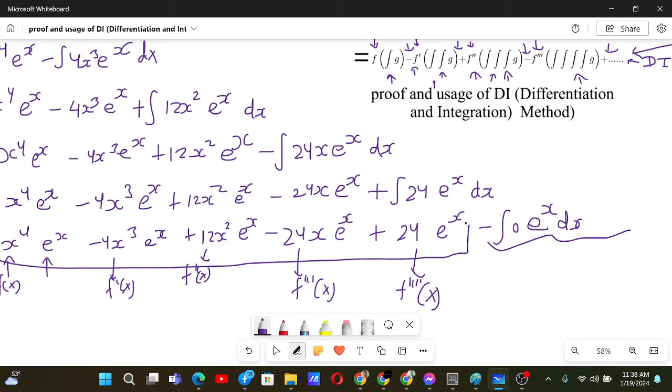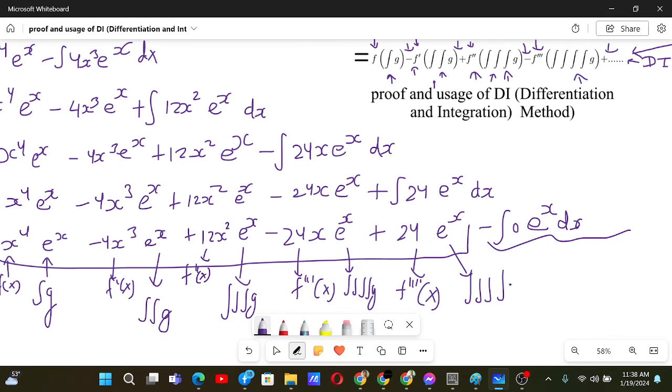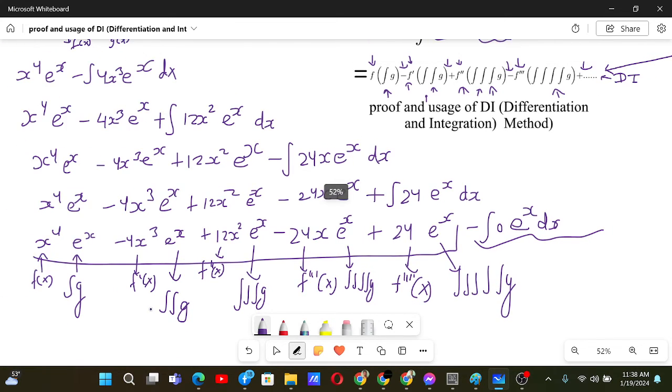Similarly, this is the integral of g of x, so this is the integral of e to the power x basically, and this is the double integral, though it is the same because it is e to the power x, and then the triple integral. First of all, it was the integral over here, and the integral of the integral is here. You might have noticed that during the process. This is the integral of the integral of g, and this is the integral of g. So this also gives you an idea of the proof of the DI method.